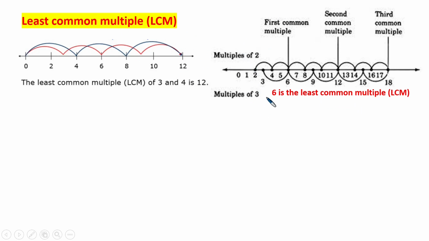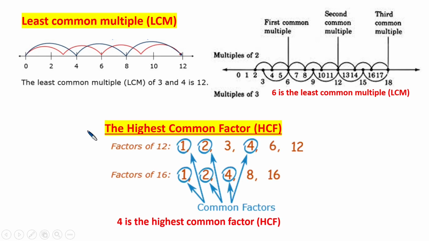Of course, you can do this with many more numbers, many more jumps you can put, 3, 4. You can extend it to many numbers. And then there is some other property called the highest common factor.